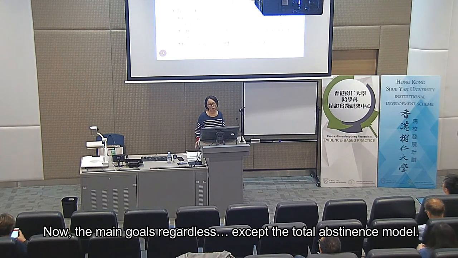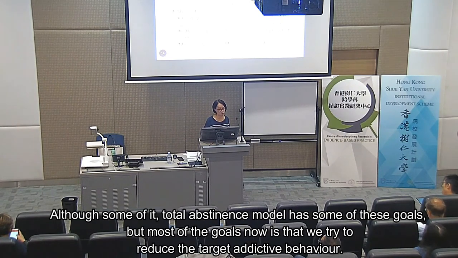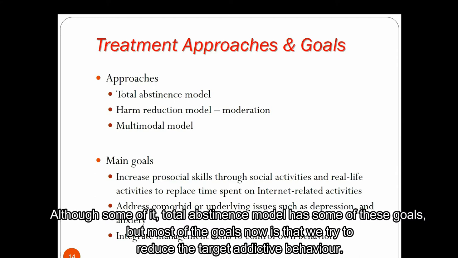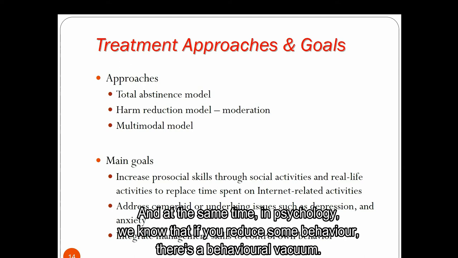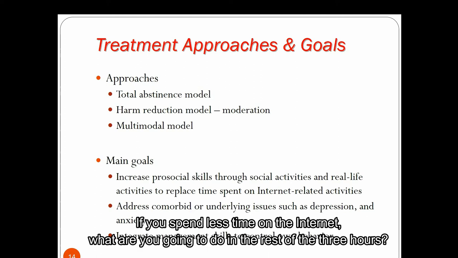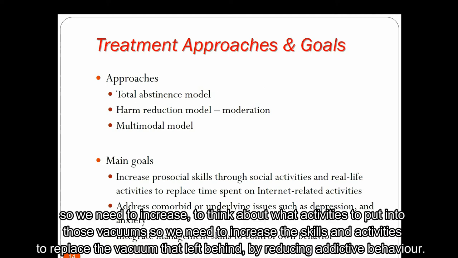Now the main goals, except for the total abstinence model, which has some of these goals, most of the goals now are that we try to reduce the target addictive behavior. If it's social media addiction, then we target reducing the time used and the negative consequences. At the same time, in psychology, we know that if you reduce some behavior, there's a behavioral vacuum. If you spend less time on the internet, what are you going to do with the rest of the 3 hours? So we need to increase the skills and activities to replace the vacuum that's left behind by reducing the addictive behavior.